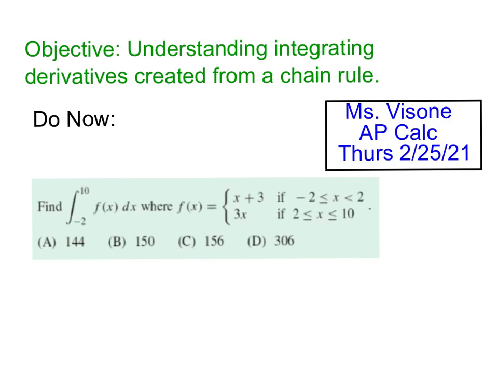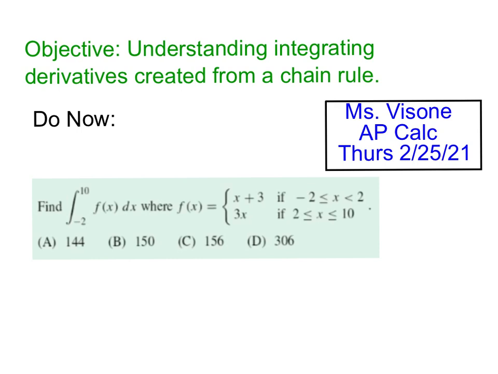Hey Calc class. Today we're going to talk about something called a u-substitution. A u-substitution is basically taking the antiderivative when you had the chain rule to start with, right? So think about that chain rule and what happens when we take the derivative. Now we're going to have to go backwards. All right, so pause the video and try to do this now.